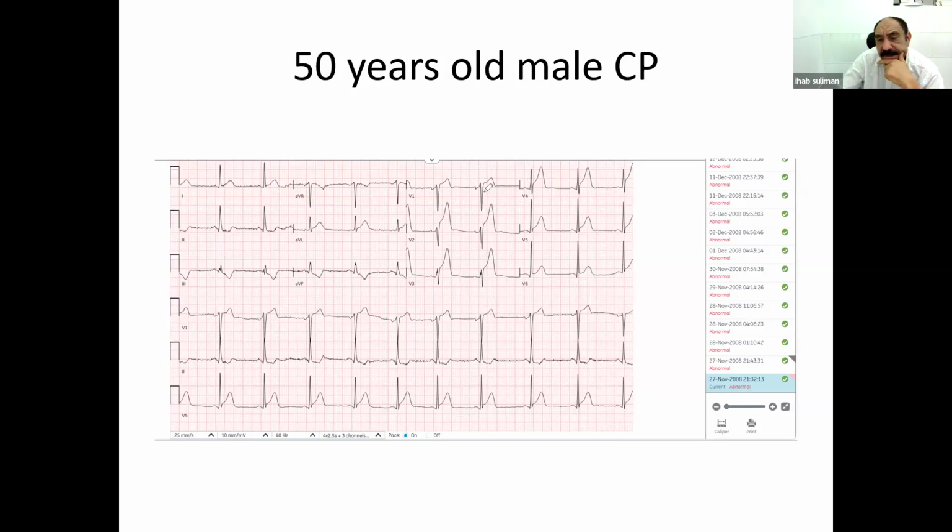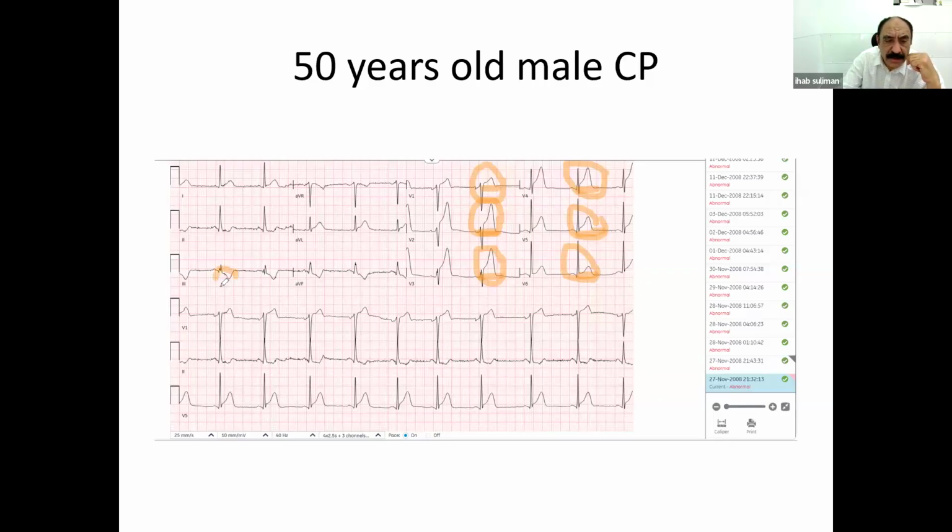Let me start. So this is an ST elevation in V1. You can see this is an ST elevation in V1. This is an ST elevation in V2. This is an ST elevation in V3. This is an ST elevation in V4. This is an ST elevation in V5. And this is an ST elevation in V6. So all the precordial leads are involved with ST elevation.